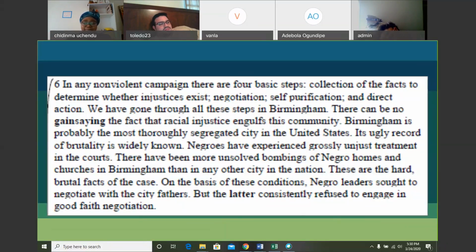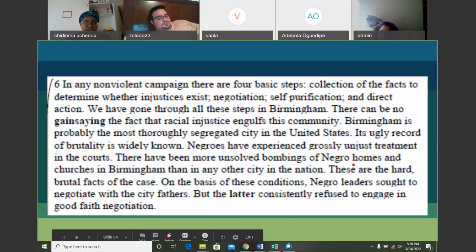So the snake is like Birmingham, okay? Actually, the rat is Birmingham, and the snake is injustice. And what Dr. King is trying to say is that the snake engulfs this community, right? That means that injustice surrounds this community. It's all over the community. That's why he said that Birmingham is probably the most thoroughly segregated city in the United States.